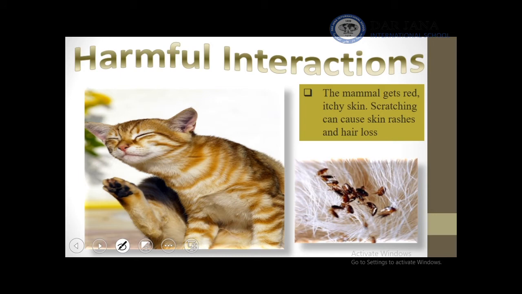The mammals get itchy skin. Scratching can harm the skin, and they will lose their hair. So one of them will be hurt, and the second one will be helped. This kind of interaction is called harmful interaction, because one animal will be hurt and the second one will be helped.